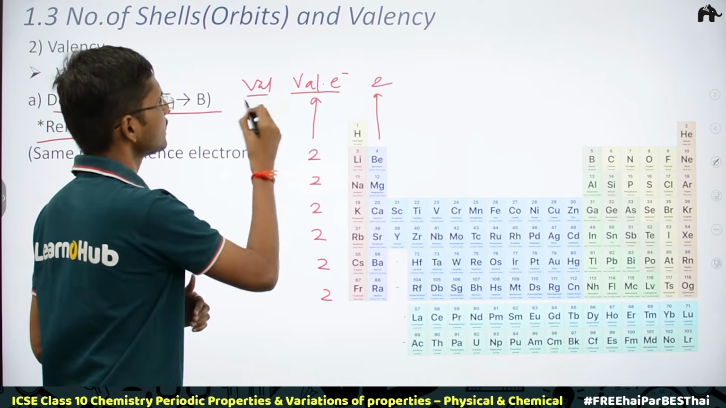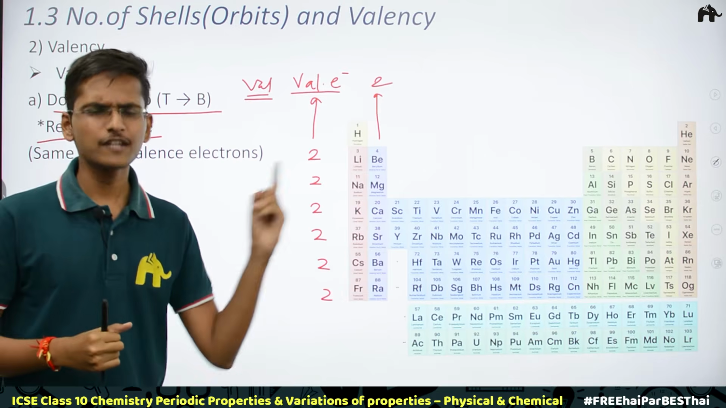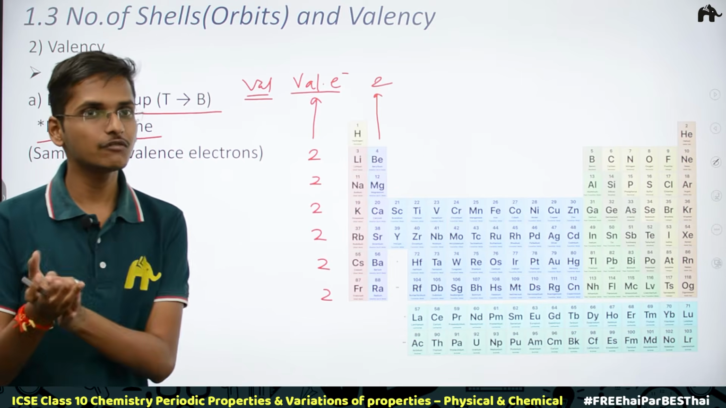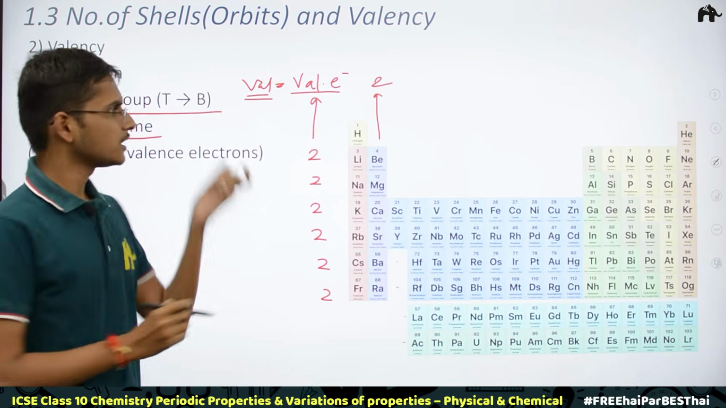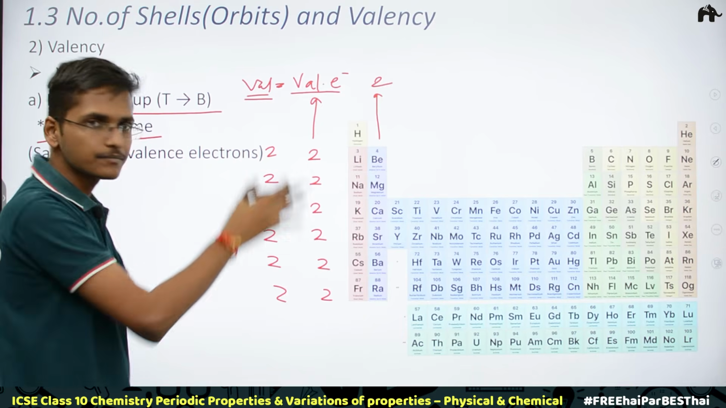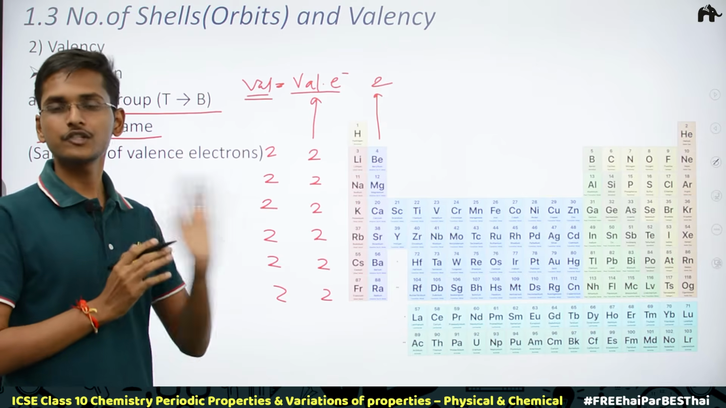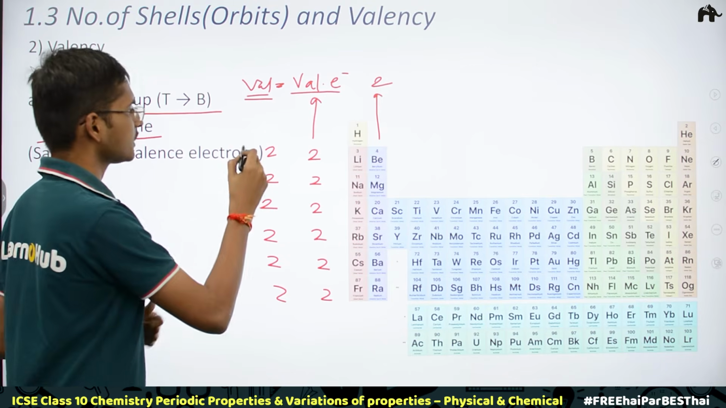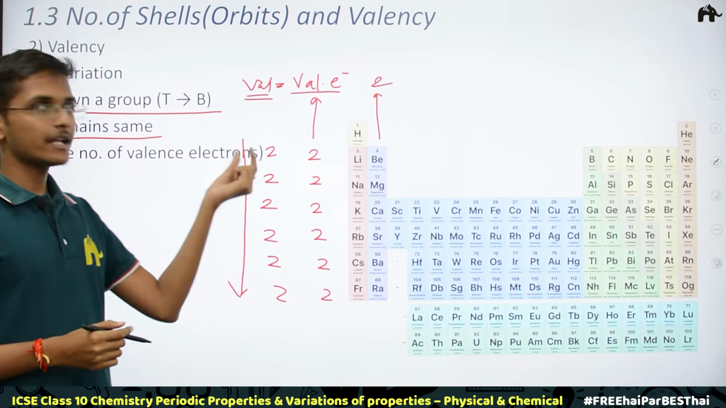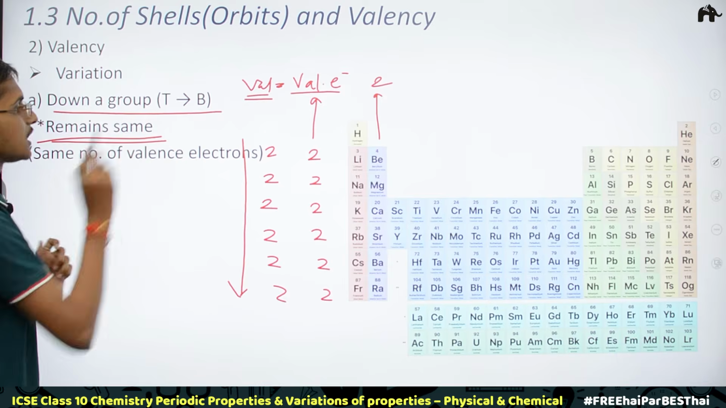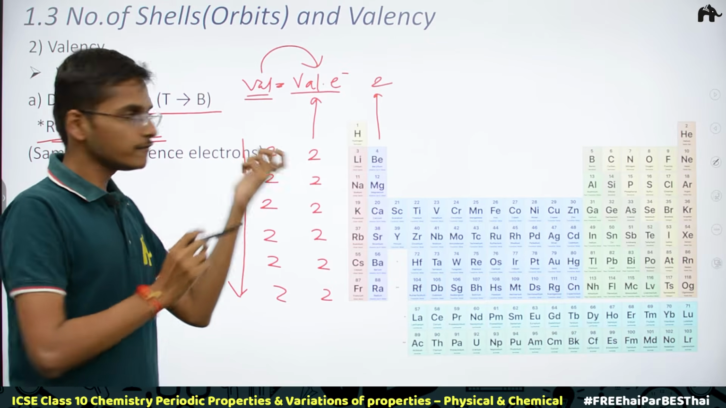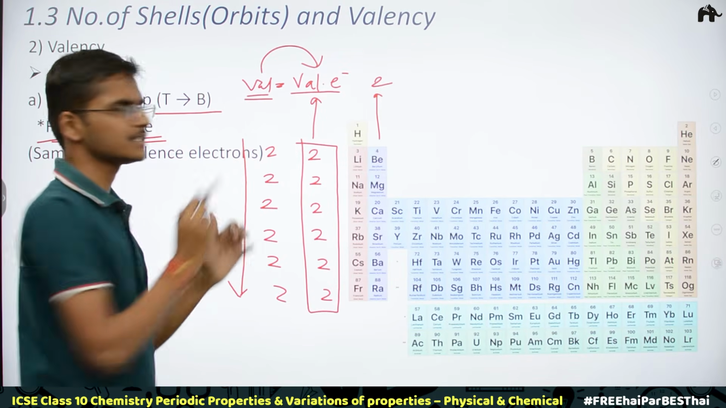So we know that if the valence shell has 1, 2, 3 or 4 electrons, then the number of valence electrons is equal to valency. So here valency is also 2 in all the cases, in case of all the elements in this group. Now you can see clearly that when we are moving from top to bottom, that is down the group, valency absolutely remains the same. And why is this happening? Because the number of valence electrons remains the same.